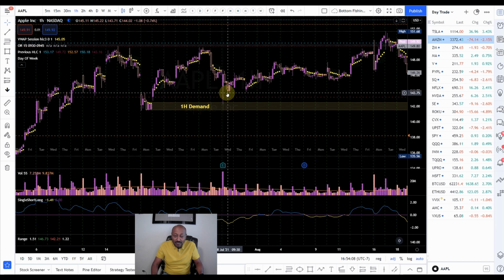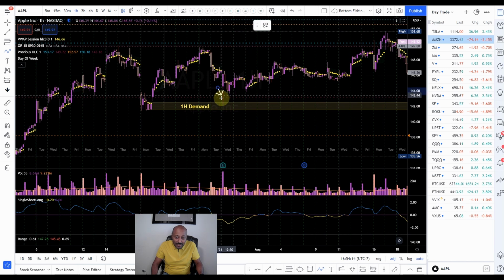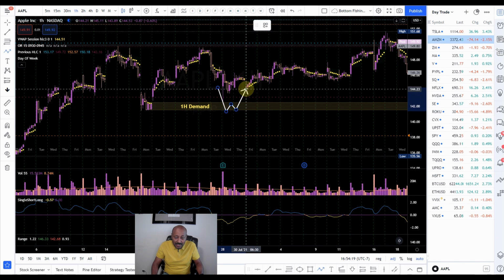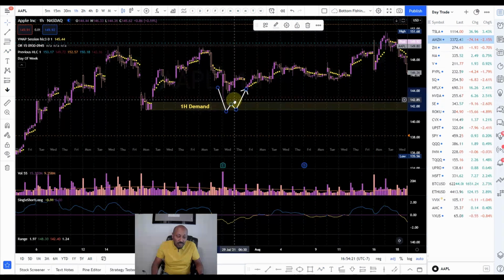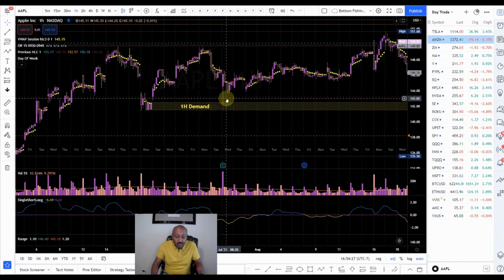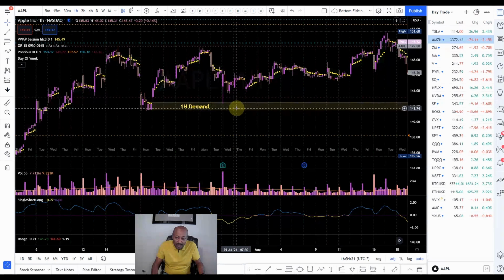Most of the time I say if price has already come down there once, I'm not interested. So if it does this, plays around this and comes back here, usually I'm going to take this off. However, because this was just a very quick move, it's possible that there are some orders further down here.